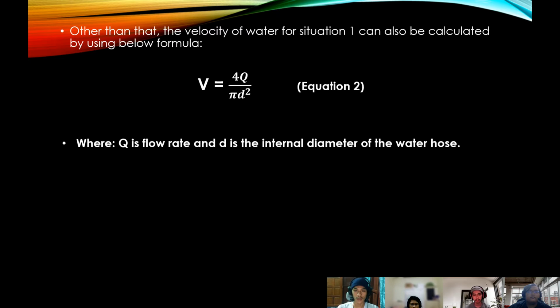Okay, after we have the flow rate, which is the Q, then we can find the velocity of the water. We can use the formula V equal to 4Q over pi D square, where Q is the flow rate and D is the internal diameter of the water hose. Next.